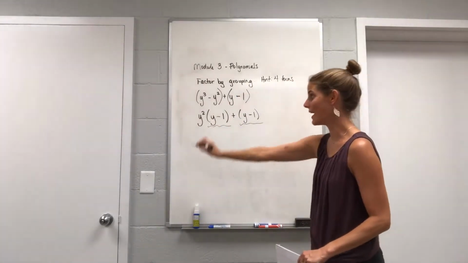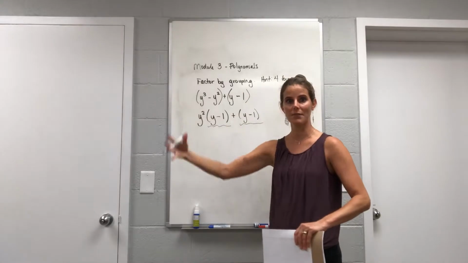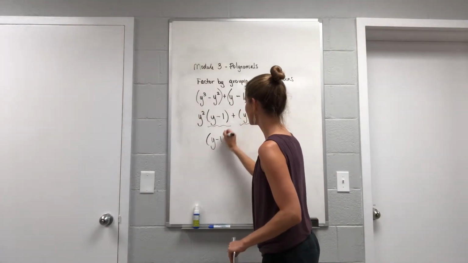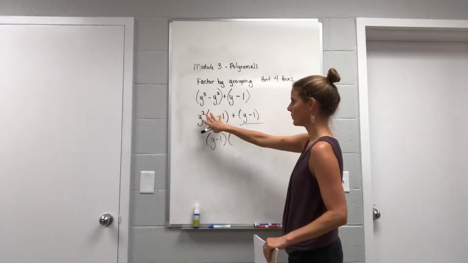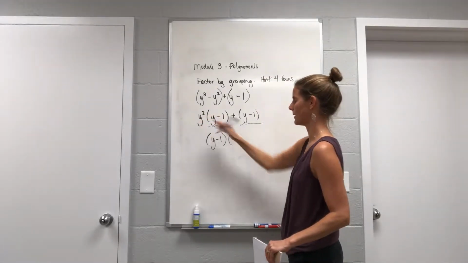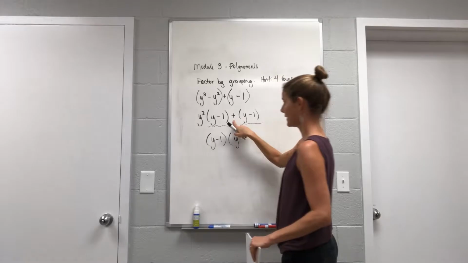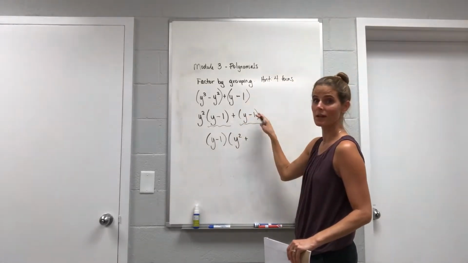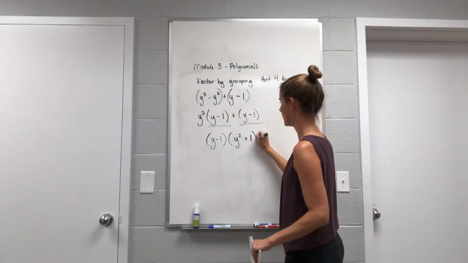So I'm going to bring that out. I'm going to kind of do the same thing, but again with what I'm left with. So I'm going to bring that y minus 1 out front. And if I take y minus 1 out of this, I'm left with y squared. I'm going to bring down that plus. And then if I divide y minus 1 out of this, I'm left with 1. It divides in 1 time.